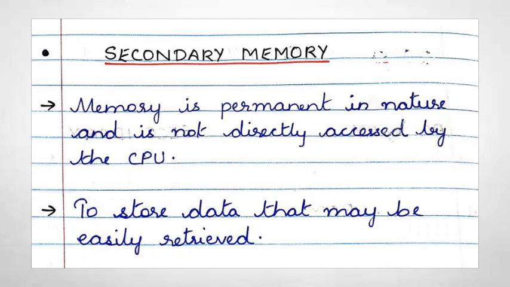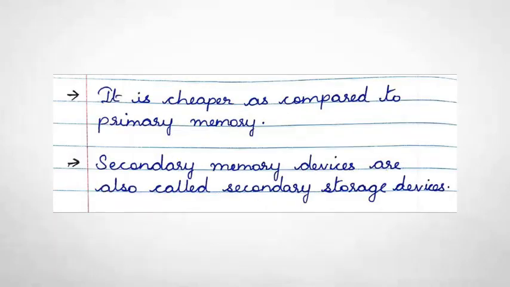Secondary memory is permanent in nature and it is not directly accessed by the CPU. It allows the user to store data that can be easily retrieved. As compared to the primary memory, it is cheaper. Secondary memory devices are also called secondary storage devices. They are divided into three types.